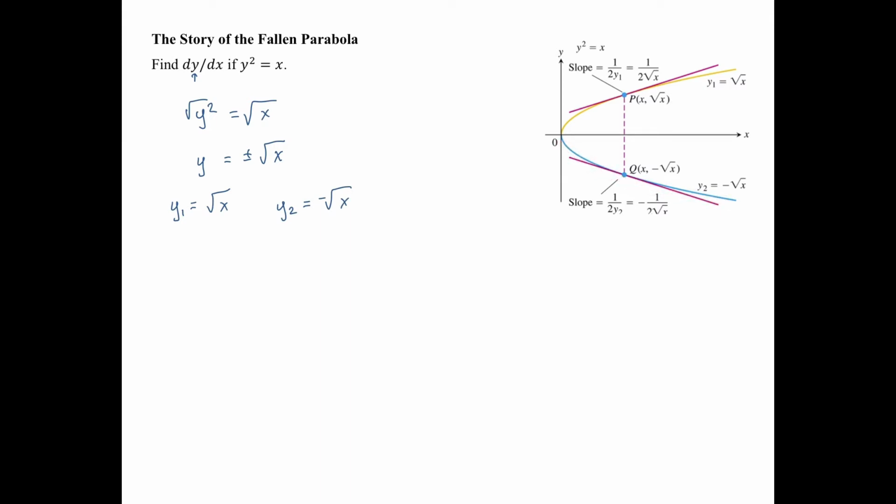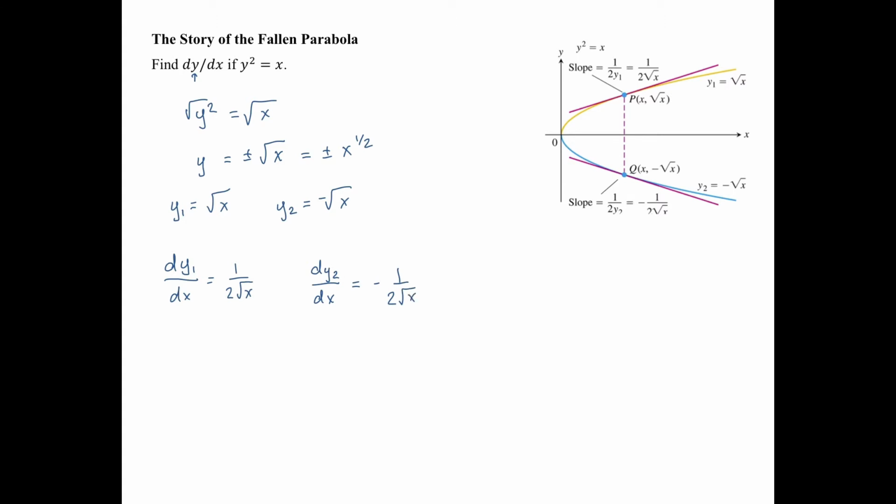Now, we could take the derivative of each of these. We can say, okay, the derivative of y1 with respect to x is just 1 over 2 square root of x. Again, we're just using the power rule, rewriting the square root function as x to the 1/2, gives us dy1 dx. And of course, when we take the derivative of y2 with respect to x, we get negative 1 over 2 square root of x.